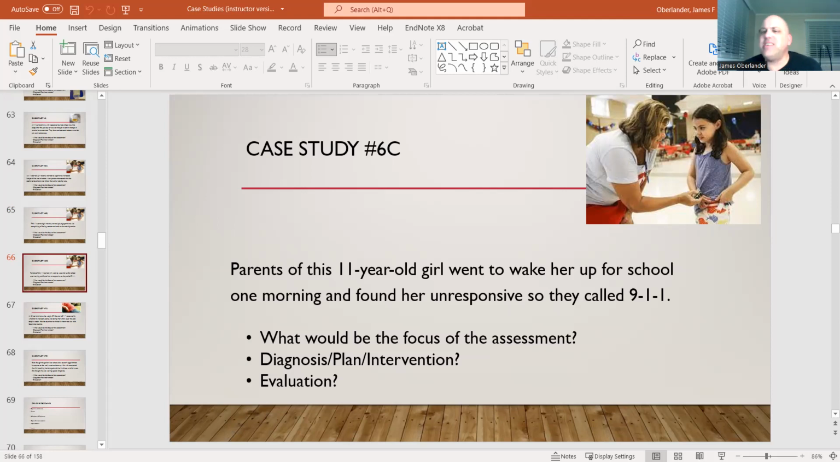Now, okay. I'm not going to say that. This could be either really low or really high sugar. It absolutely could be DKA. It absolutely could be hypoglycemia. So, what would the parents be instructed to do as they're calling 911?